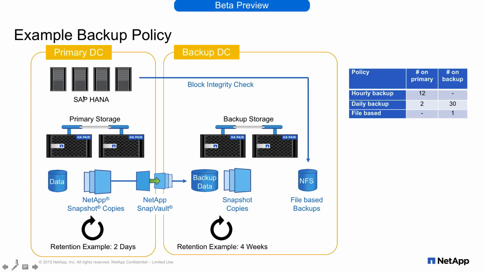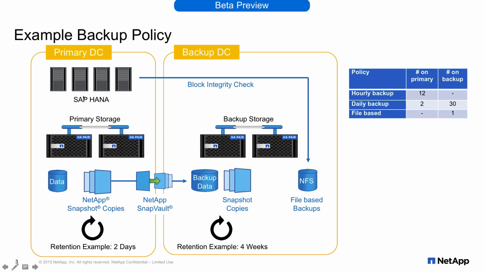At our primary data center, we want to take hourly backups every 4 hours and want to keep them for 2 days. In addition, we'd like to take daily backups, which we keep 2 days on the primary side, but for up to 30 days on a backup data center, where we can use them for system cloning and other purposes.